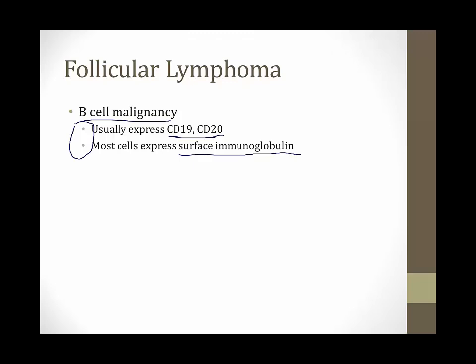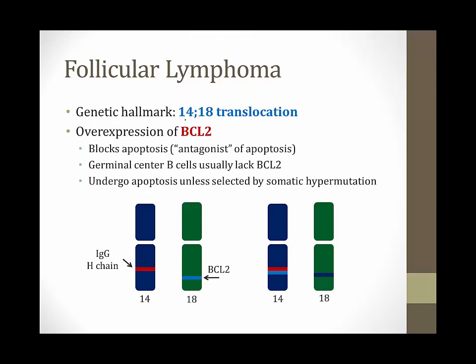However, you shouldn't confuse the two malignancies because, as we saw in the last slide, follicular lymphoma has an abundance of follicles in the biopsy specimen. Diffuse large B-cell lymphoma has obliteration of the normal lymph node architecture by the lymphoma. The genetic hallmark of follicular lymphoma is a translocation between chromosome 14 and chromosome 18. If you look at the bottom of the screen, I've shown a depiction of chromosome 14. It contains the gene for the IgG heavy chain.